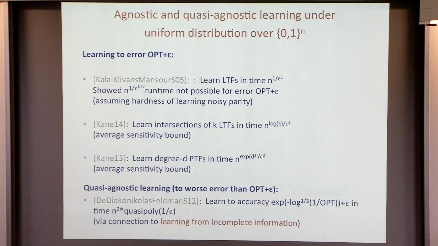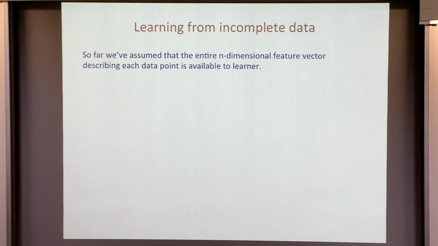And actually the algorithm for this comes from learning from incomplete information, the next topic which I promised you, which I want to turn to at this point. So we've talked so far entirely about settings where we're learning from these n-dimensional vectors, that's our example, and then we have a binary label. And we've always been assuming that you get the entire n-dimensional vector as your example. Each data point, you can see every coordinate, right?